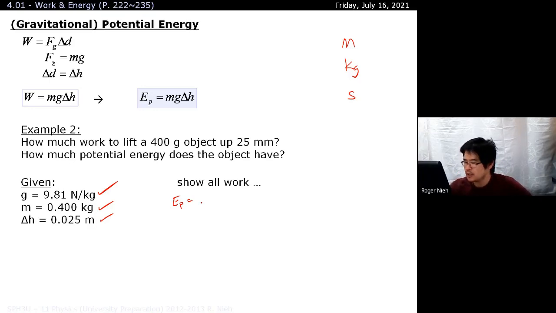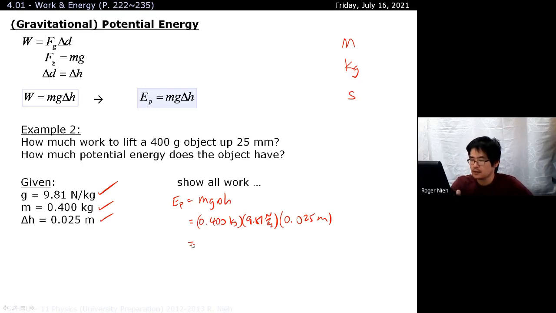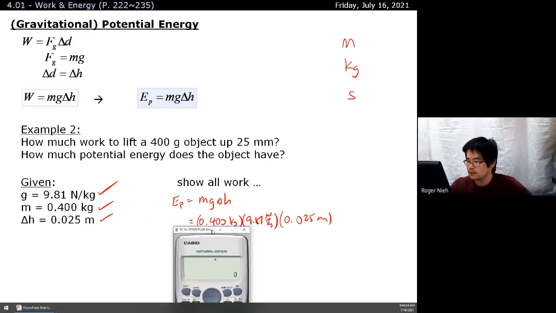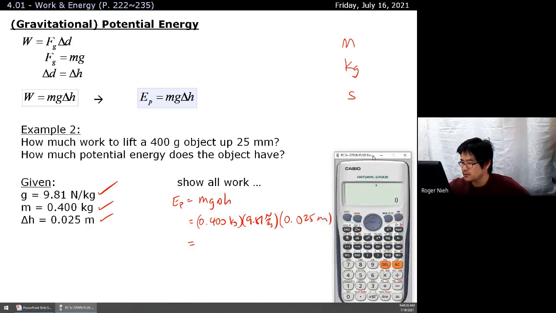Well, the amount of energy that it has is equal to mg delta H. The mass of 0.400 kilograms times 9.81 newtons per kilogram times the height of 0.025 meters. Pull out our trusted calculator. 0.4 times 9.81 times 0.025.